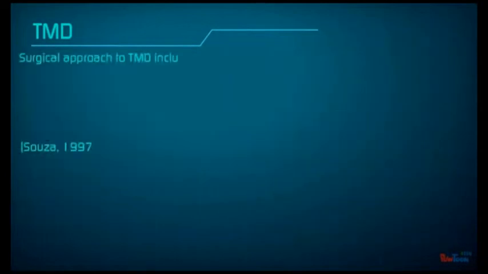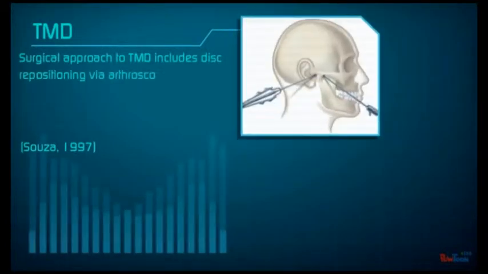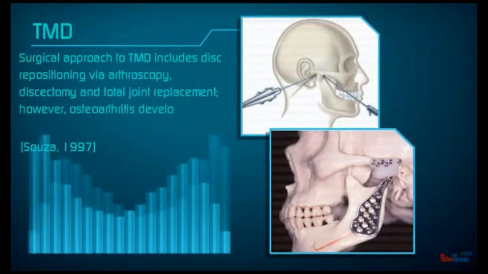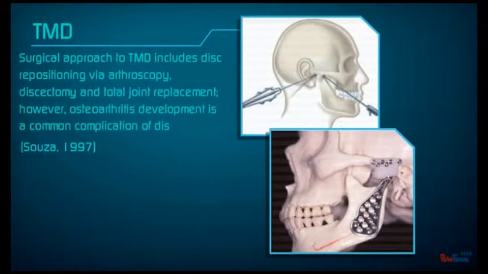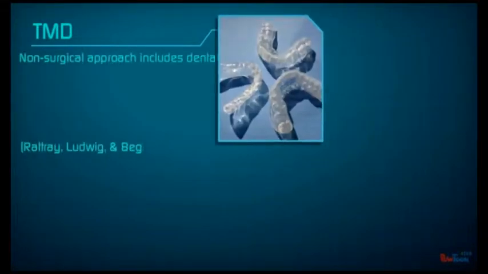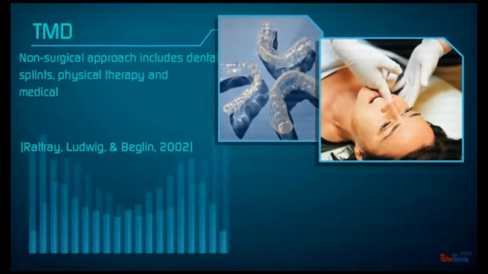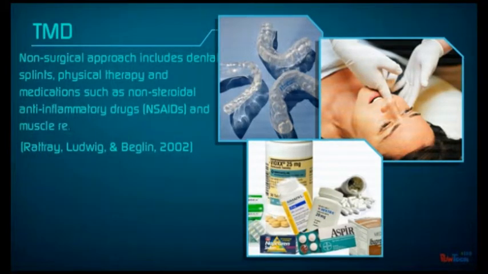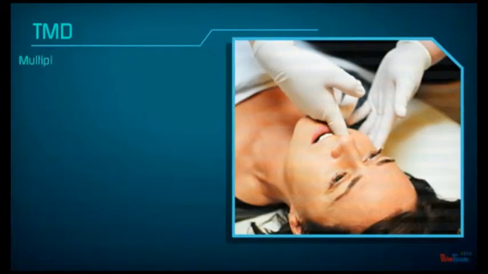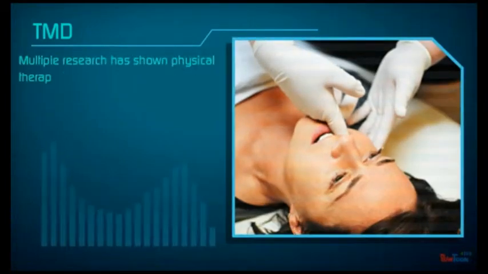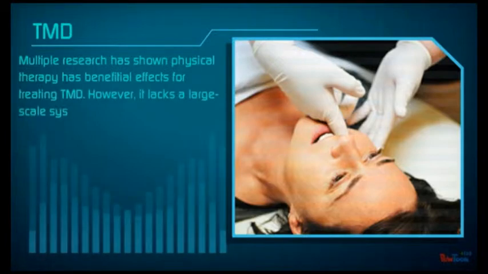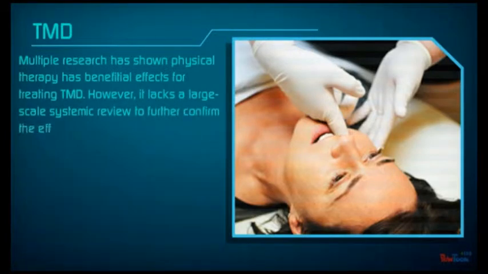Surgical approach to TMD includes disc repositioning via arthroscopy, discectomy, and total joint replacement. However, osteoarthritis development is a common complication of discectomy. Non-surgical approach includes dental splints, physical therapy and medications such as non-steroidal anti-inflammatory drugs and muscle relaxants. Multiple research has shown physical therapy has beneficial effects for treating TMD. However, it lacks a large-scale systematic review to further confirm the efficacy.